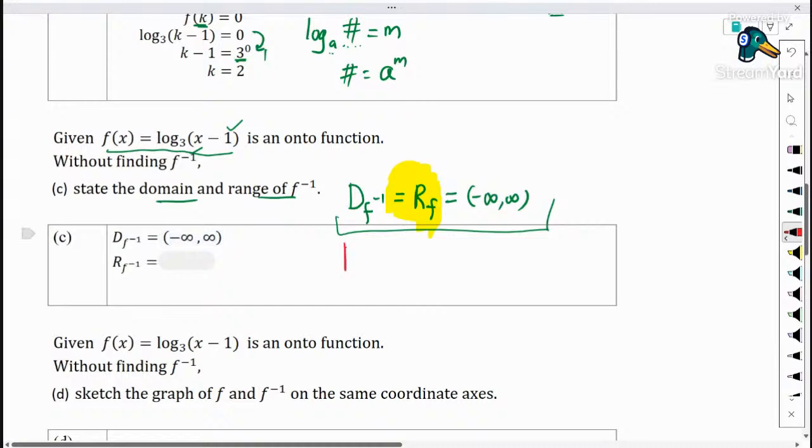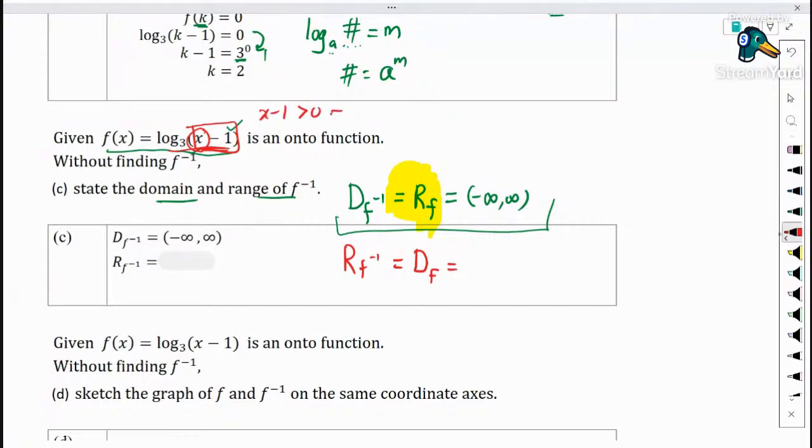Similarly, the range of f inverse equals the domain of f. So what is the domain of f here? Let's see which x values will make this function valid, to be defined. The x is located inside the log in the function. To make this function valid, the content inside the log, x minus 1, must be greater than 0, which means x must be greater than 1. So I have 1 to infinity as the answer. This is how we get the answer without even knowing what f inverse is until now.